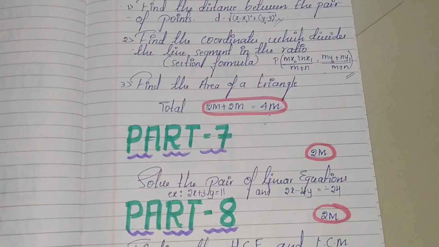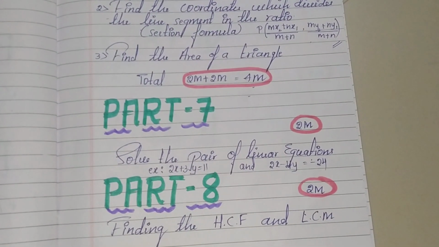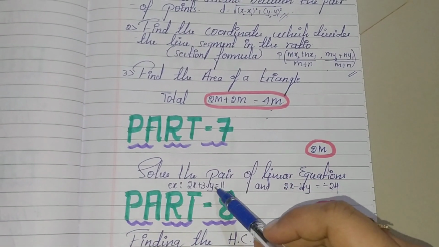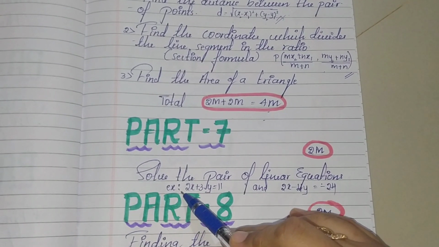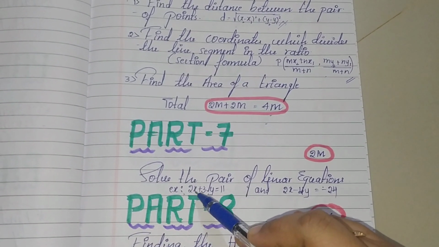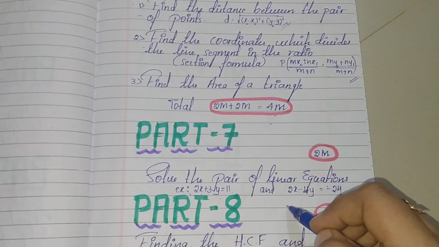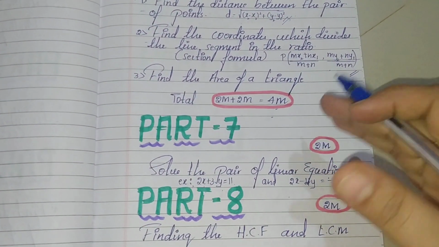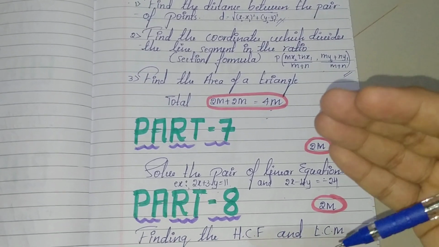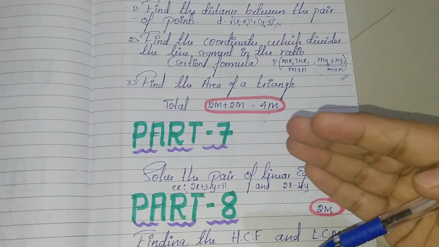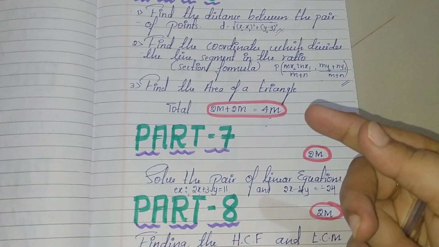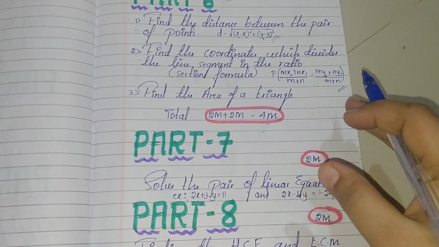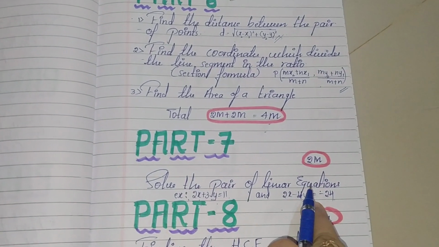Next thing is part 7. If you study this, you are going to get 100% 2 marks. Solve the pair of linear equations. For example, I have given 2x plus 3y equals 11 and 2x minus 4y equals minus 24. As I explained in my previous video, you can use any method to solve a pair of linear equations. Mainly 3 methods are there: substitution method, elimination method as well as cross multiplication method.